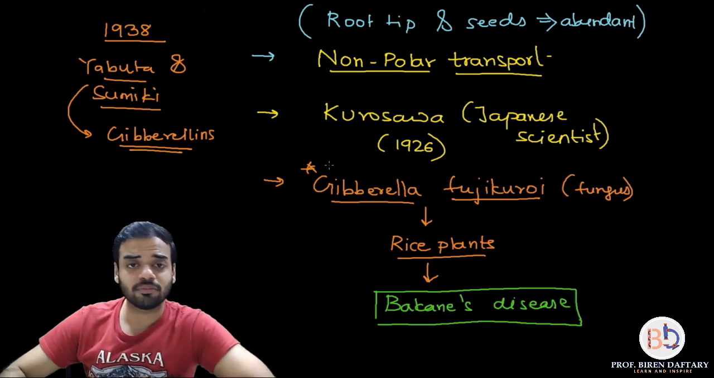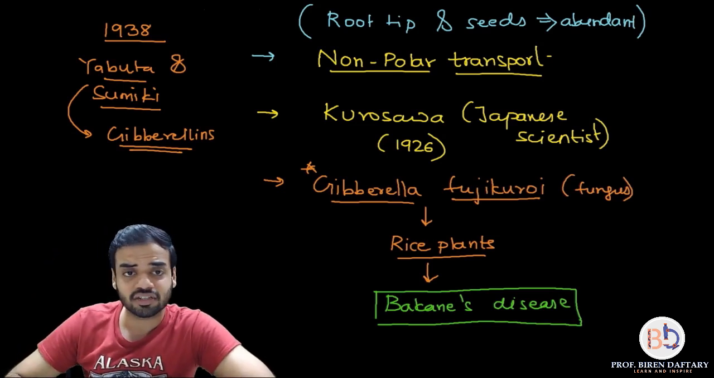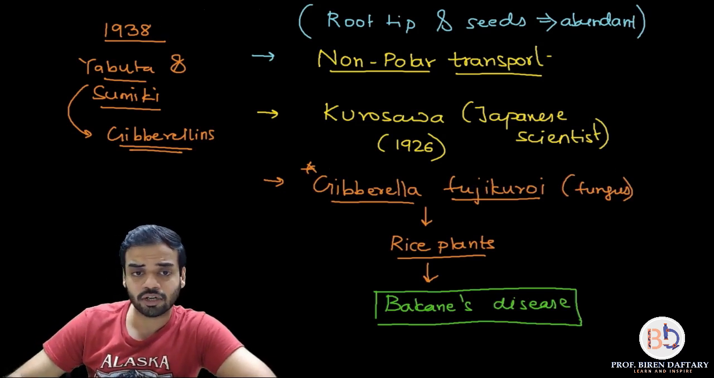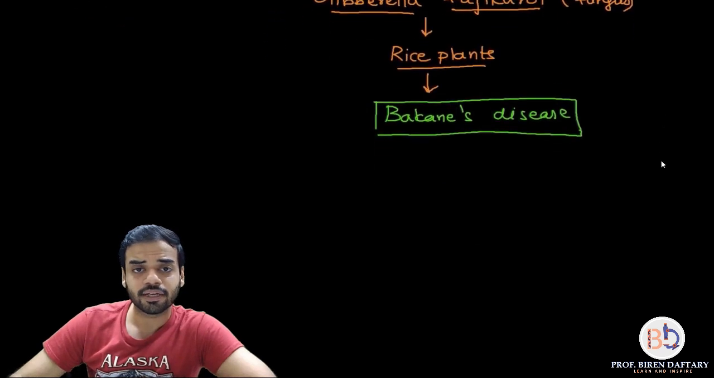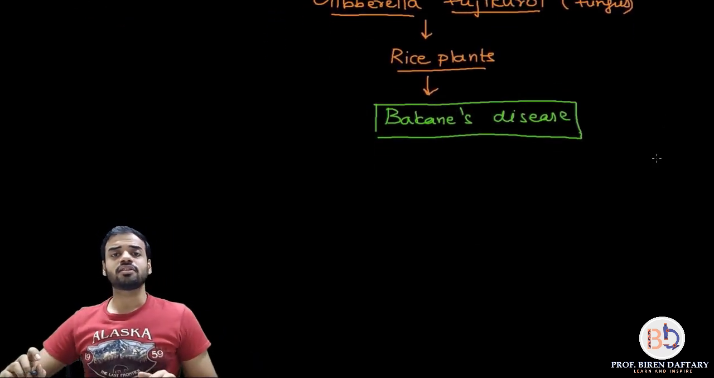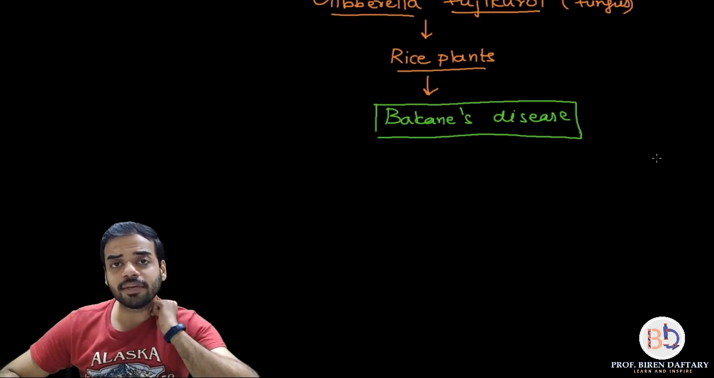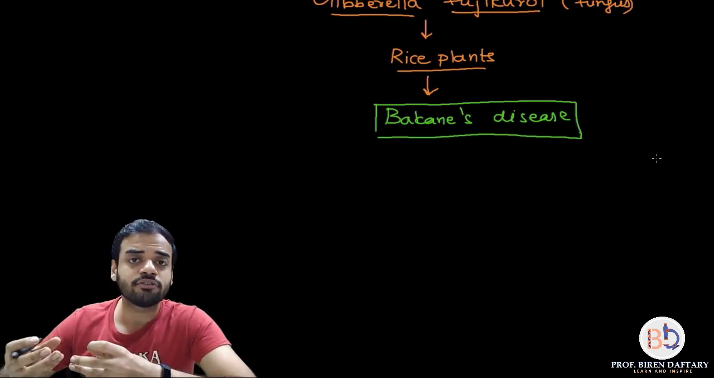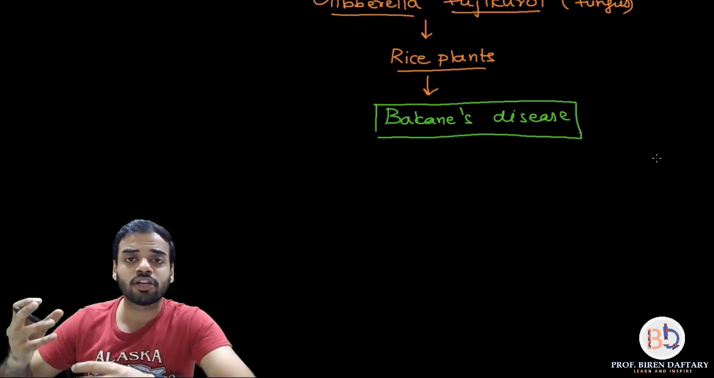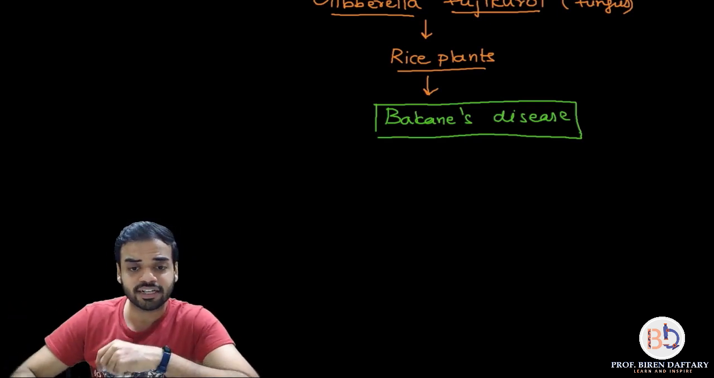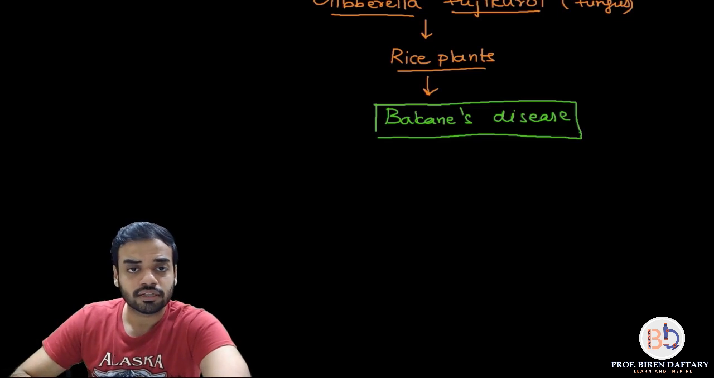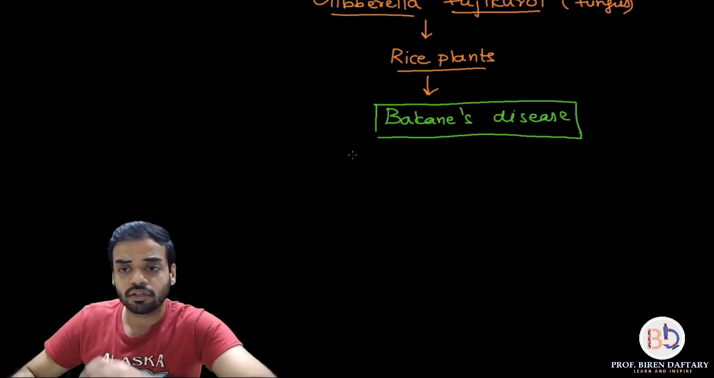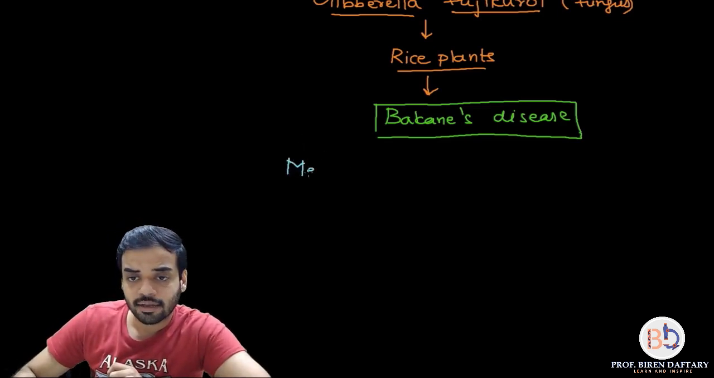Now let us have a look at the chemical structure. So I'm going to just scroll down a bit. And we are going to see the chemical structure. Now chemically, gibberellins are basically derivatives of an acid called mevalonic acid. So I will write it down over here. There is an acid called mevalonic acid.